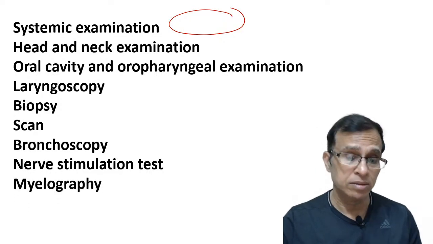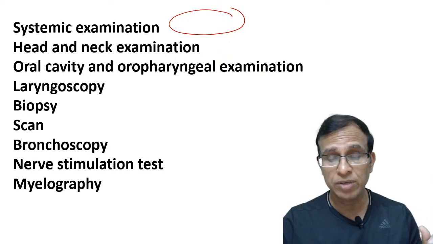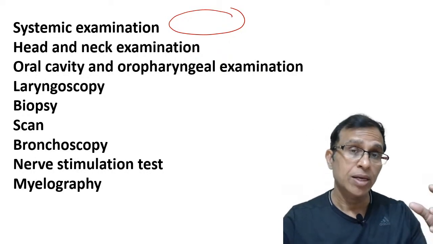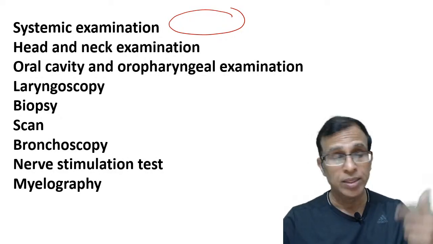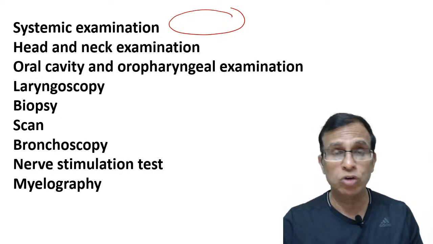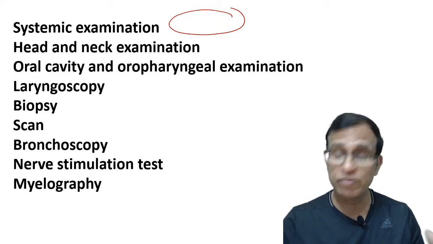Then electromyography may be required to see whether the muscles of the larynx are working, because ultimately the muscles vibrate and that produces voice. So if the muscles are not vibrating properly, the vocal cord cannot vibrate, and the voice will not be good. There will be hoarseness of voice. So myography may be required.